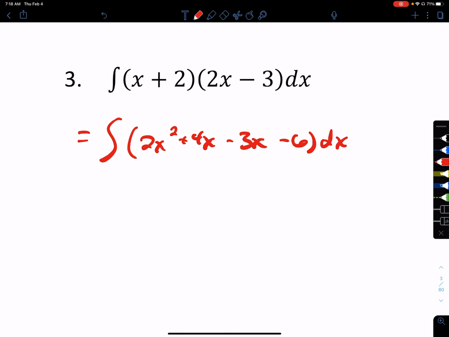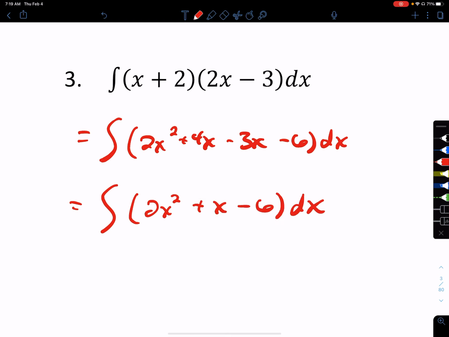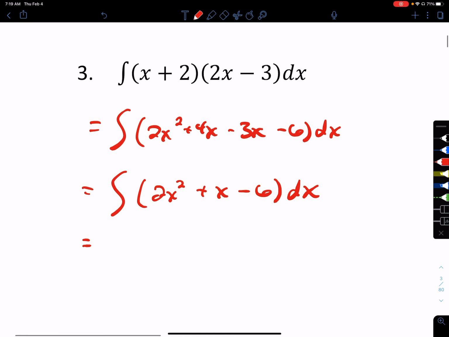These are like terms, so we are integrating 2x squared plus x minus 6 with respect to x. If I add 1 to this exponent, it's going to be x cubed. If I multiply by the reciprocal of 3, it's going to be a third. A third times 2 is 2/3. Plus, add 1 to the exponent here, it's going to be x squared.